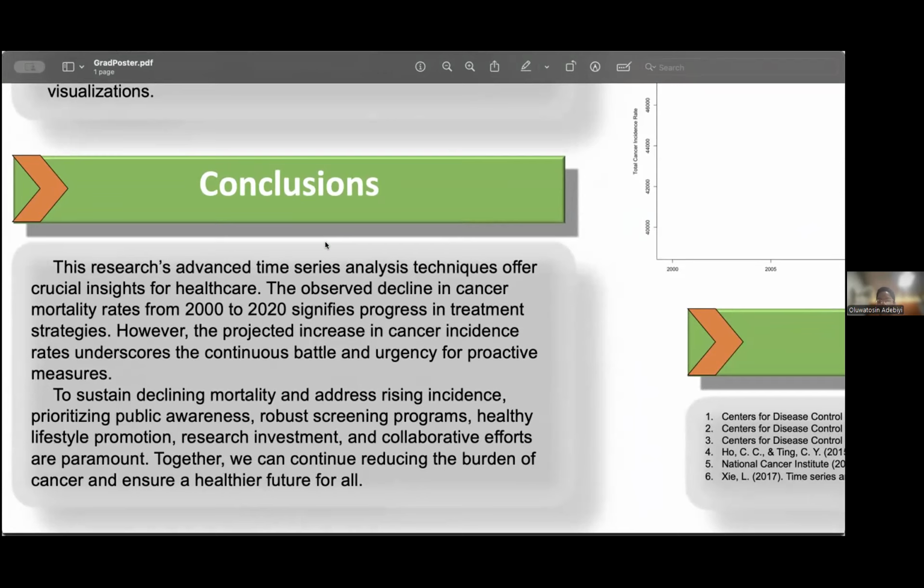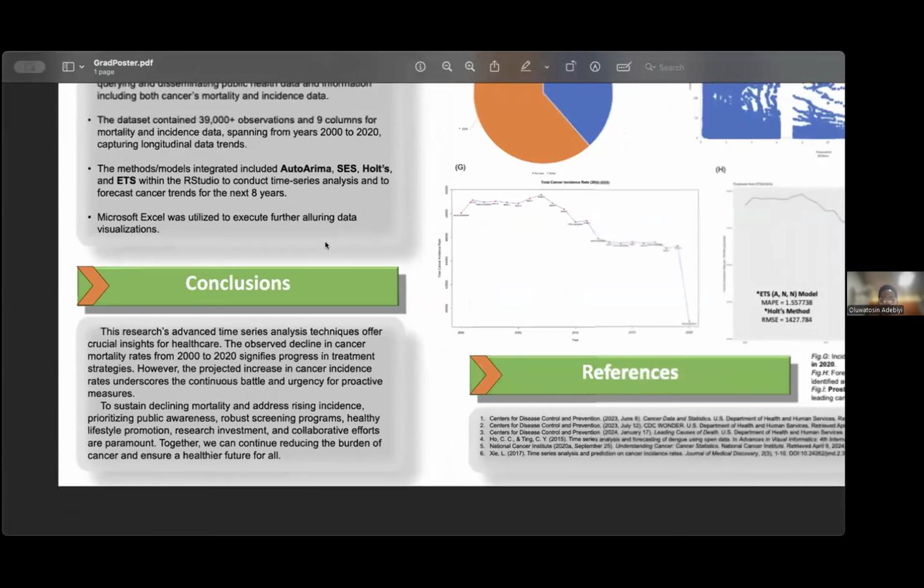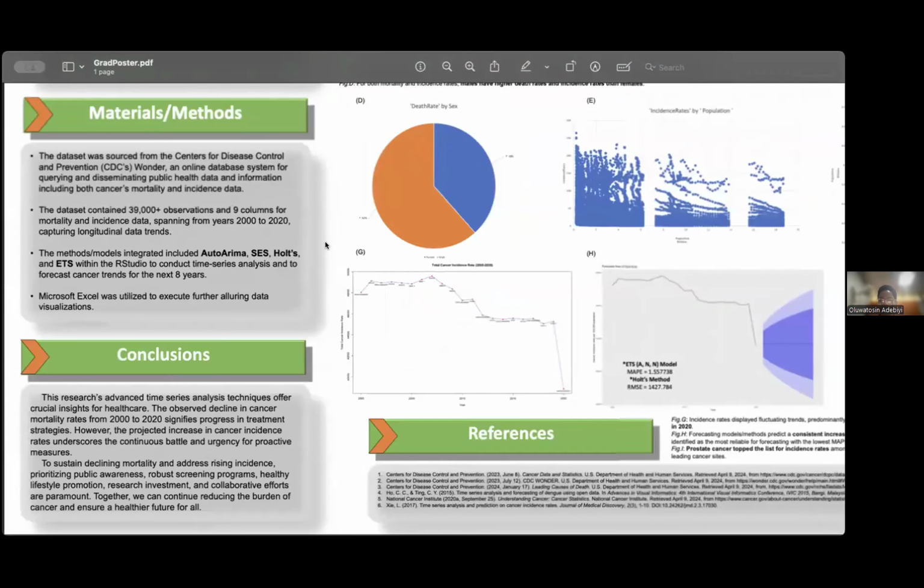Although we can see a decline in mortality rate, there is a projected increase in cancer incidence rates, which means that we have to be in a continuous battle, with urgency for proactive measures. To sustain the declining mortality and address rising incidence, we need to prioritize public awareness. We need robust screening programs, especially for men, based on the research and on my results. There is a need for healthy lifestyle promotion, of course.